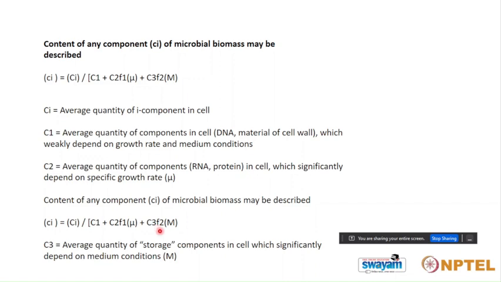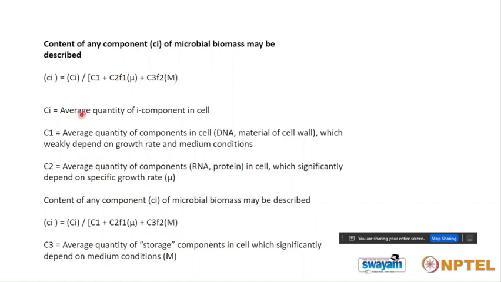And C3 is nothing but the storage components, which depends on the medium conditions. So we are multiplying with the factor n. This factor can be derived from the medium conditions. So the component of any cell can be derived from this equation.